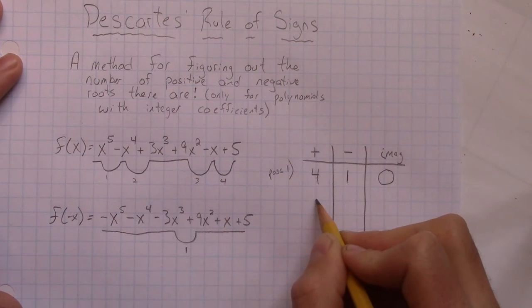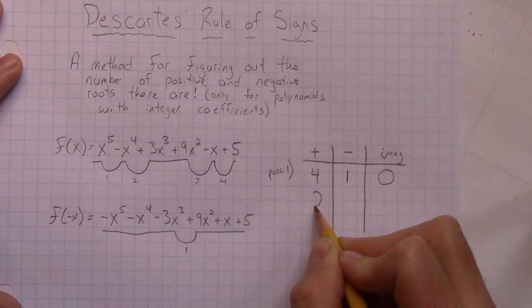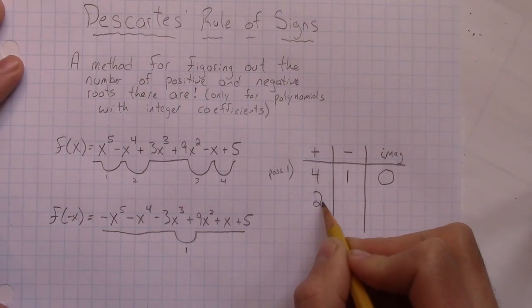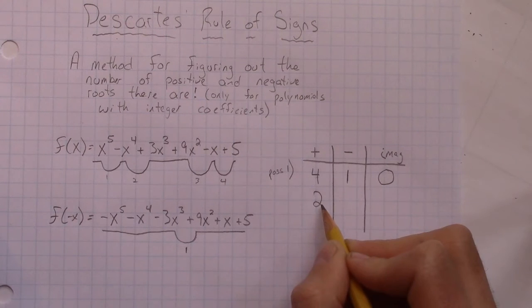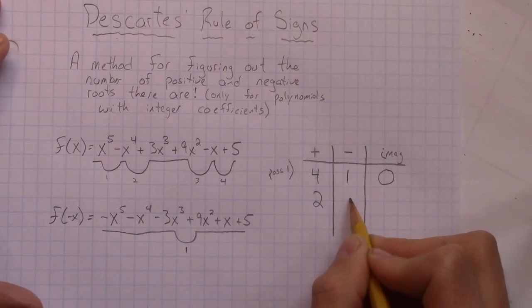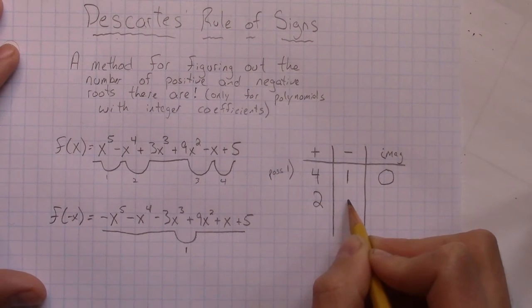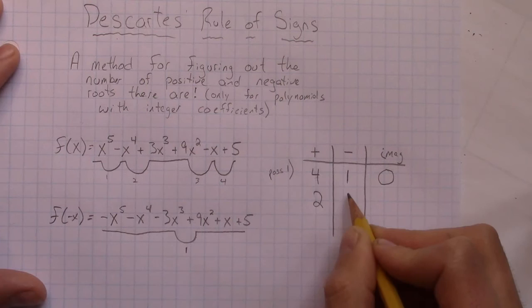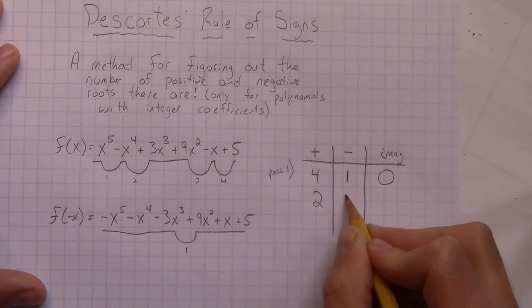So I wouldn't say 3 here. I would go down by 2 each time. So 4 and it goes to 2, right? So there's another possibility where maybe there's only 2 positive roots. So there could be 4, it could be 2, and then I just do the same thing here. Could this come down by 2? So could I subtract 2 from 1? I could subtract 2 from 1, but then I would end up with negative 1 possible negative roots. That doesn't make any sense. So since I can't subtract that, just leave this as 1.